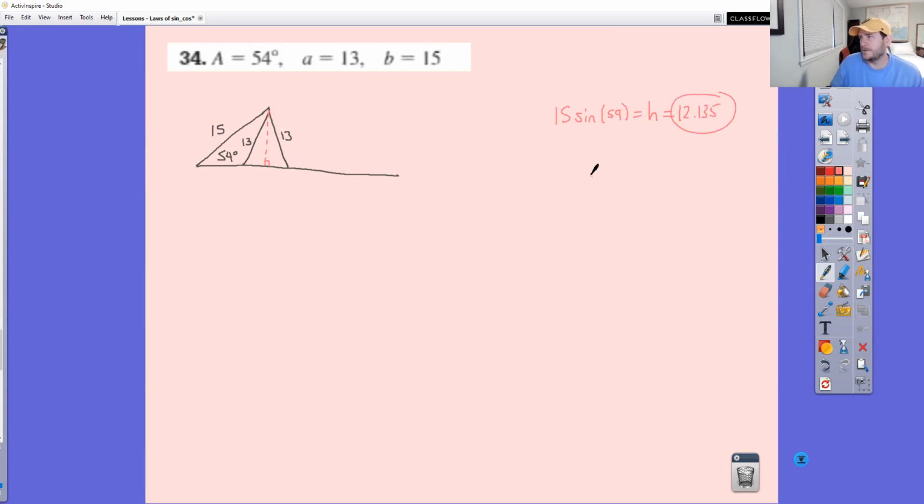So again, we know that since 12.135, our A value of 13 is bigger than that. But our A value of 13 is also less than our B value of 15. So that puts us in that sweet spot between those values. That gives us that thing we've been calling case 3, or the ambiguous case. We're going to have 2 solutions. So better hurry up and solve.